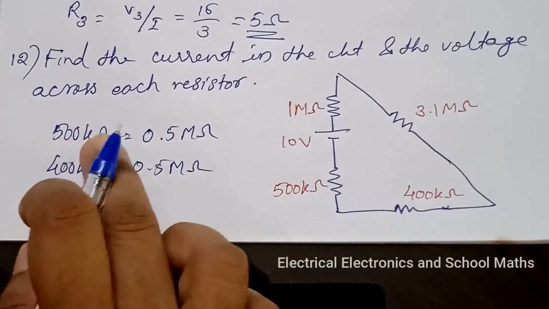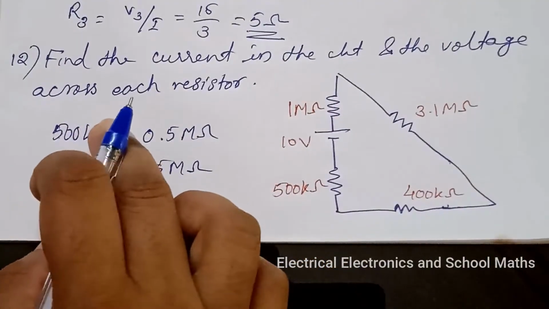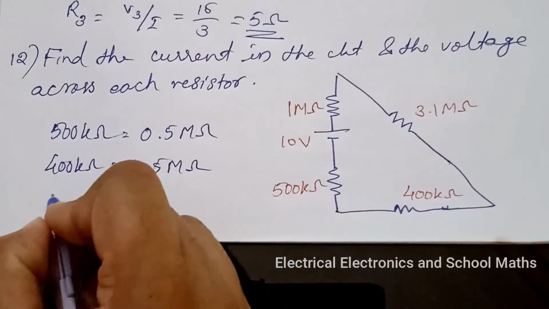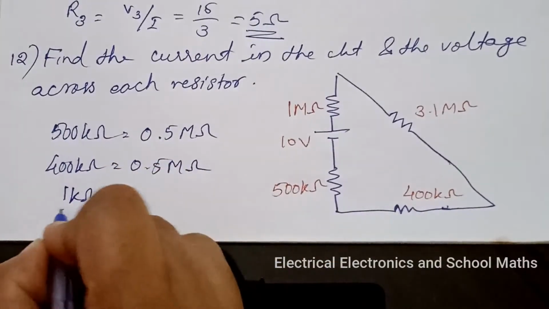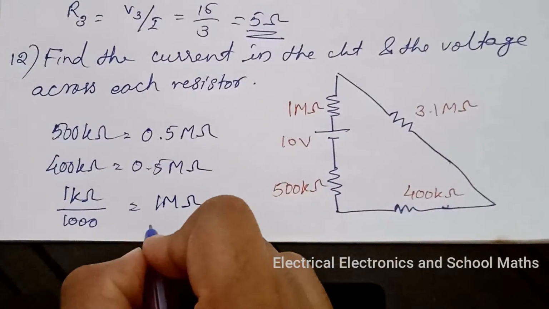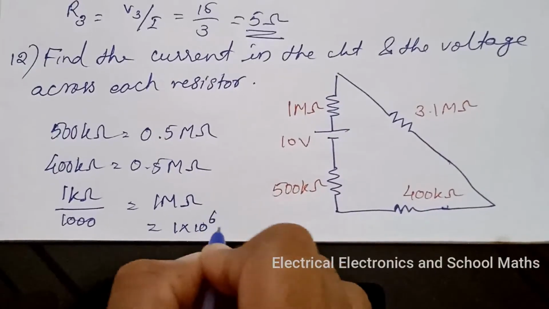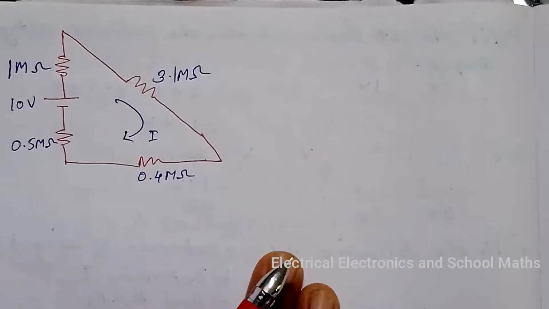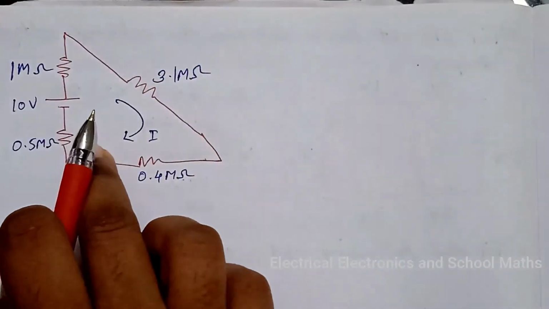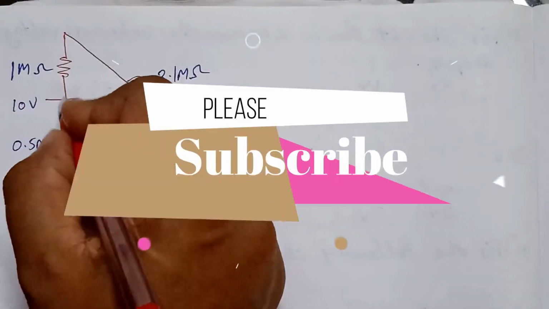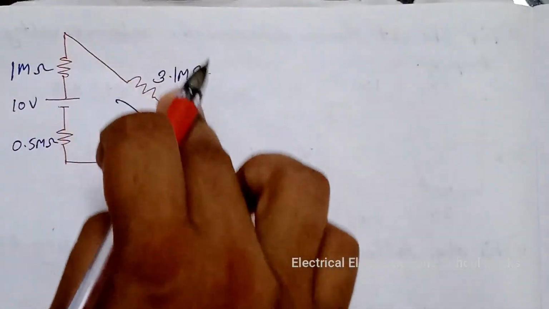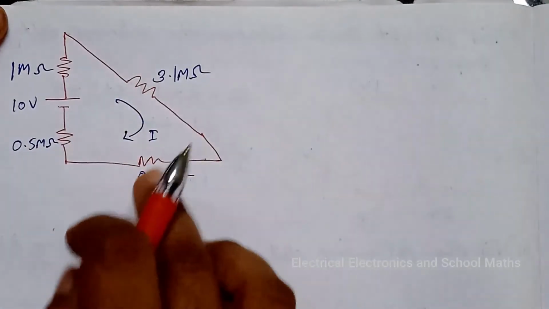That is, divide by 1000, or multiply with 10 raised to minus 3. We get in mega ohm, that is 1 kilo ohm divided by 1000 equal to 1 mega ohm, or 1 into 10 raised to 6 ohm. Now redraw the picture and assume a current direction. Here there is a potential rise in the battery in this manner. So give a current direction in the clockwise way.